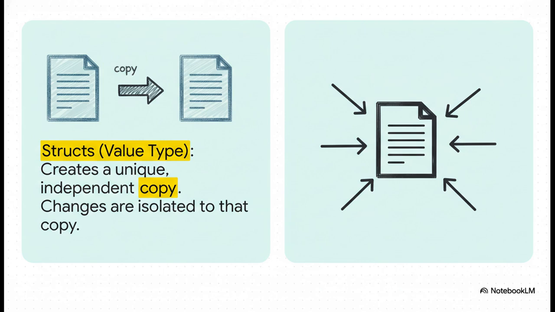So, the real technical difference boils down to this. Structs are value types, and classes are reference types. What does that mean? Well, when you pass a struct around in your code, it makes a brand new, totally independent copy. But when you pass a class around, you're just passing a pointer or a reference to the one and only original. All arrows are pointing back to the same source of truth.